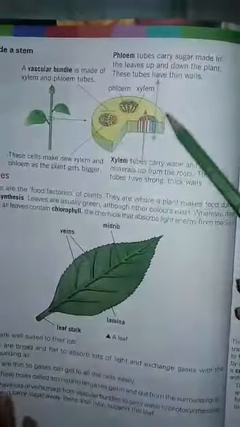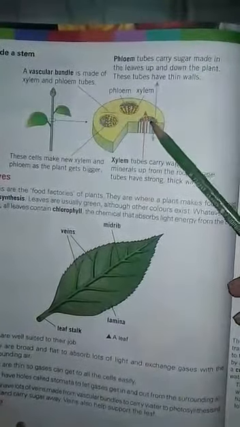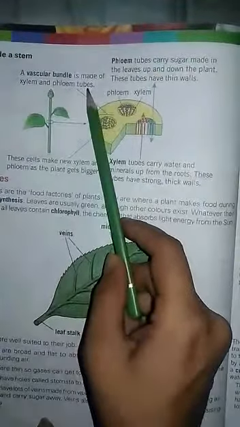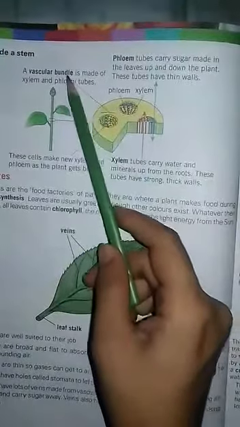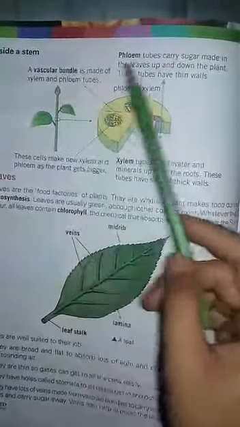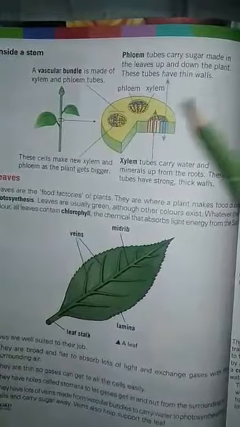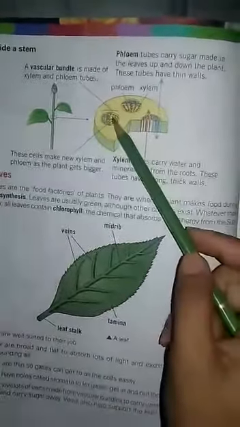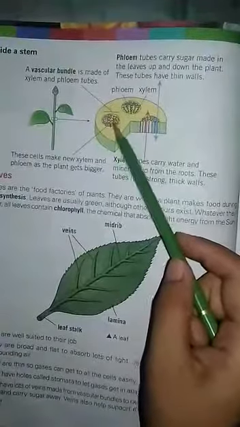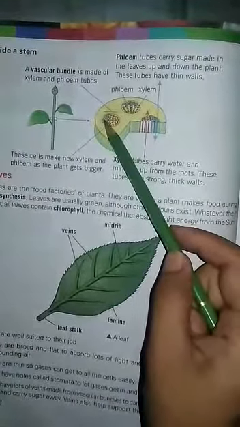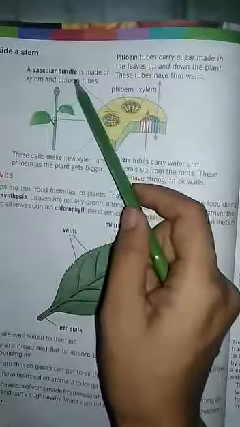Inside a stem. This is the internal structure of the stem. A vascular bundle is made of xylem and phloem tubes. We have discussed what vascular bundles are. The phloem tissues and xylem tissues are bundled together. This is called a vascular bundle. This is xylem tissue and this is phloem tissue. They are bundled together and called vascular bundles.